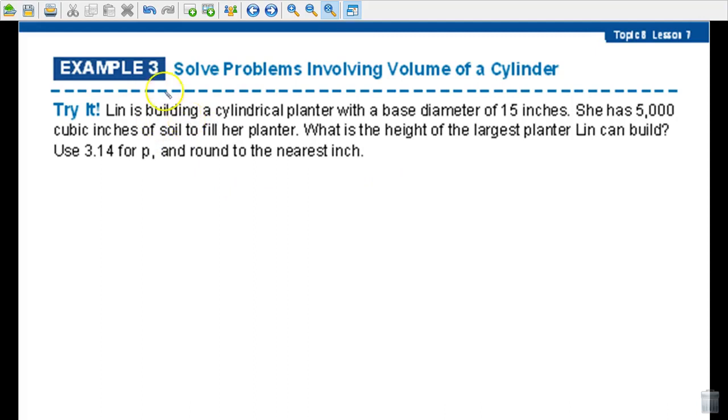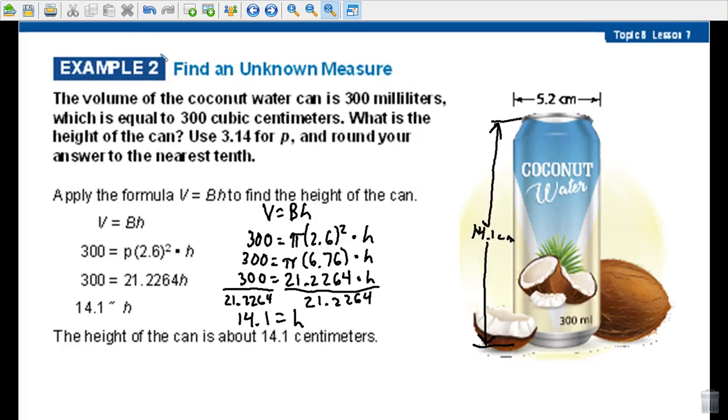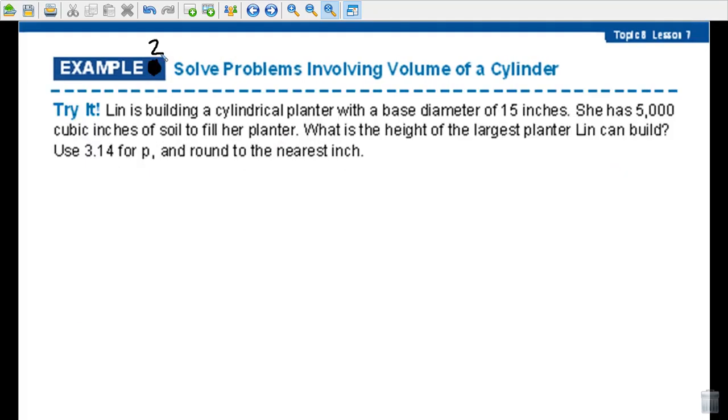Okay? So, we're missing the height and we have to figure out the height. So, this is exactly what we did in example 2. Remember? We found the height and everything. Okay. So first things first, write the formula. V equals capital B H. And then V equals pi R squared H. Okay. So we have our volume.